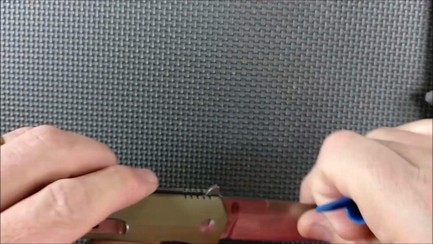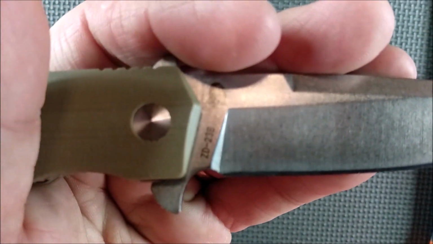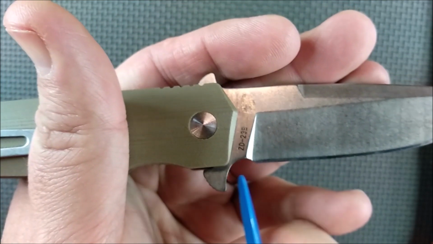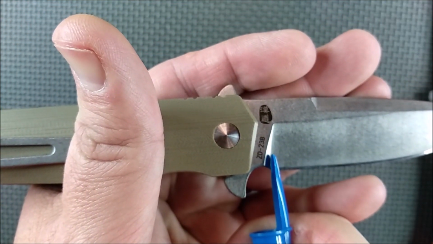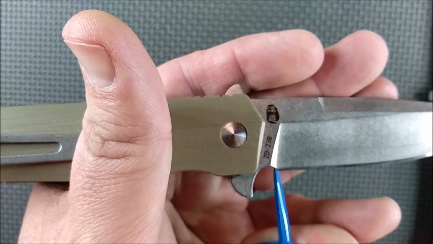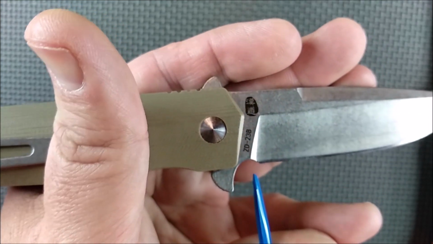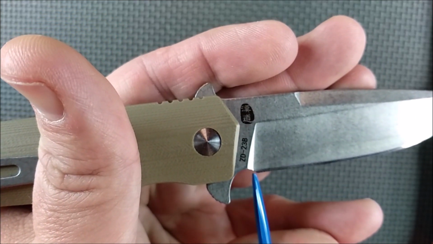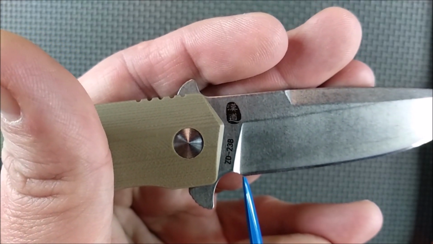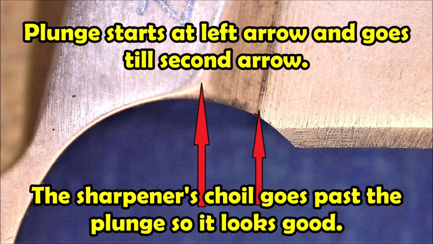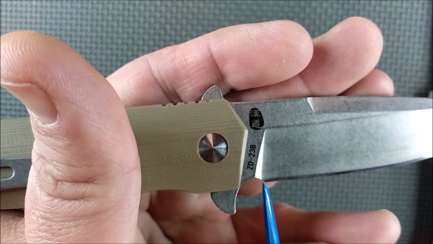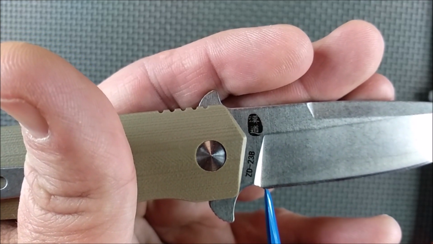And the thing is, the sharpener's choil has to come past this plunge all the way until the main bevel is at its normal thickness. Otherwise, it doesn't really help you very much at all. So this notch here, this choil, comes far enough that it terminates after the plunge terminates. Okay, so that's a good sharpener's choil.